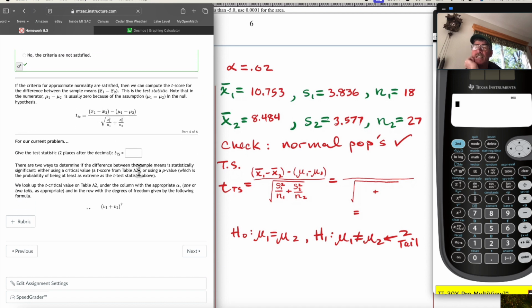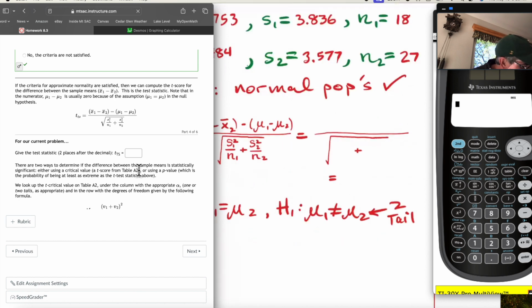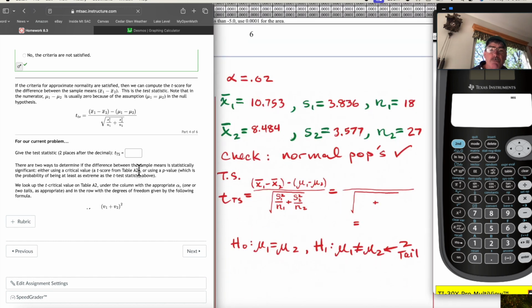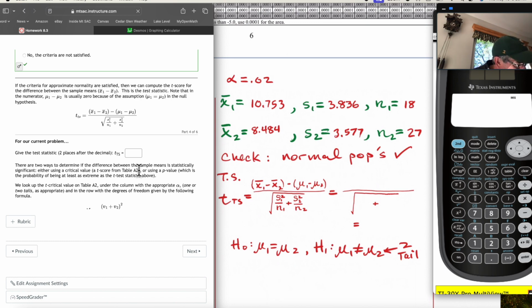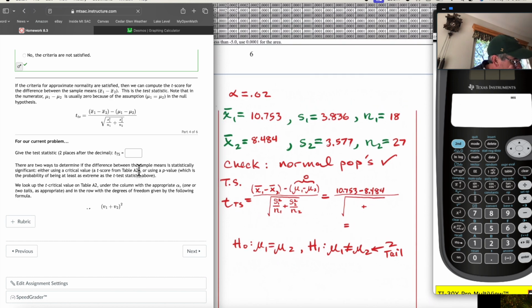It looks like it wants our test statistic next, so I'll go ahead and compute this over here. I've got the formula here as you can see. So we'll do x bar 1, which is 10.753, minus x bar 2, which is 8.484, and then minus the mean difference. I'll put a note here: the mean difference will always be 0 for the problems you're getting. And so you just say minus 0 here.